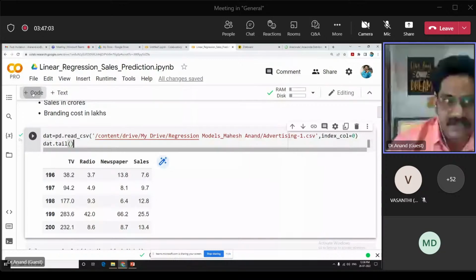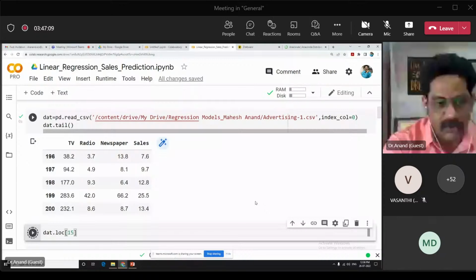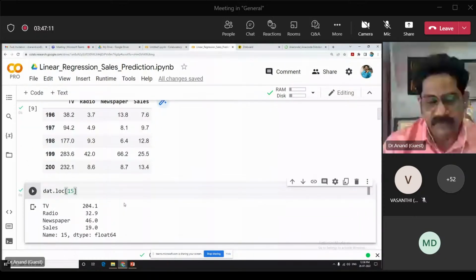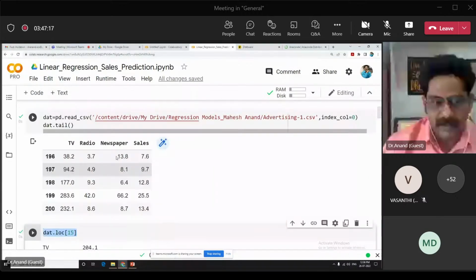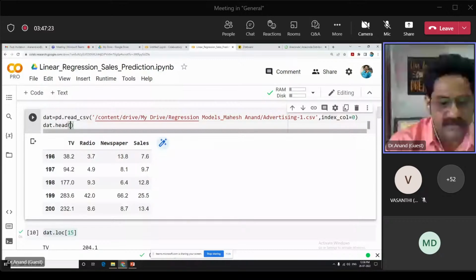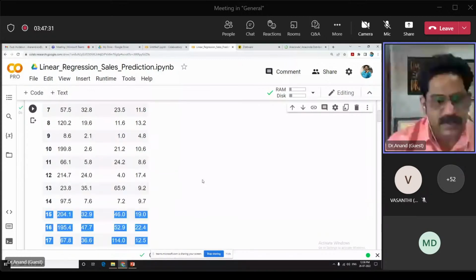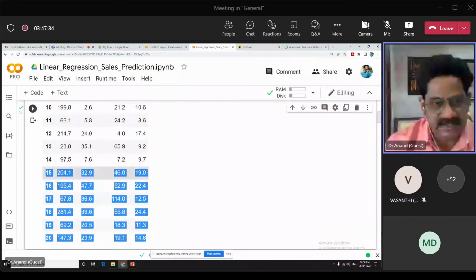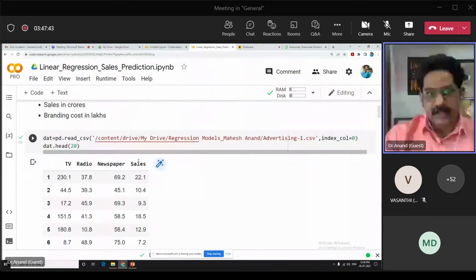For example, dat of square bracket, if you wanted to access the 15th record, this is my 15th record. Dat location 15th index. I will show you head, the first 20 records. Can you see the 15th index? This is the 15th index: TV, radio, newspaper, sales. So 15th index is 204, 32, 46, 19. That record alone it will access. You can access the record using the index number.